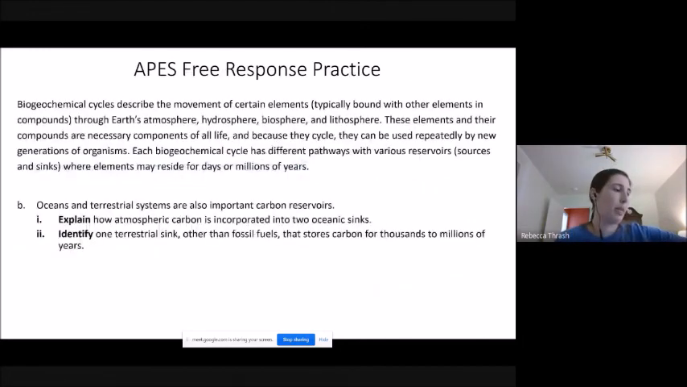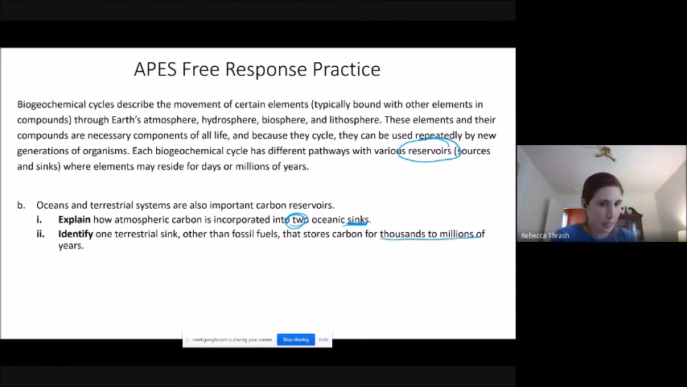All right, part B. Oceans and terrestrial systems are also important carbon reservoirs. So they want you now to explain how atmospheric carbon is incorporated into 2 oceanic sinks. And they told you what a sink was. It's basically a reservoir. And then they want you to identify a terrestrial sink other than fossil fuels that stores carbon in the long term for thousands to millions of years.